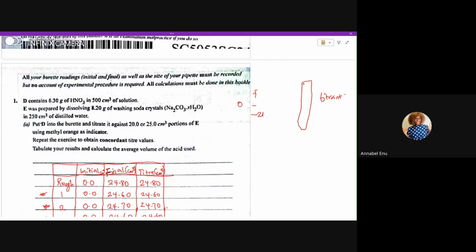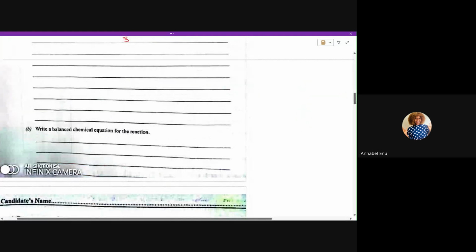So this base, if you look at it, is hydrated. That is why we see this XH2O. So we really don't need to include that in our balanced equation. We just have to include what is standing there as our base.